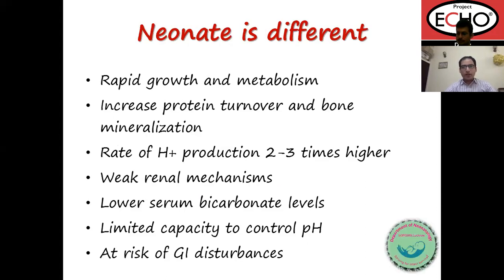Now, how is a neonate different from an adult? The neonatal period is a period of rapid growth and metabolism. Therefore, the production of H positive ions is 2 to 3 times higher compared to children and adults. On the other hand, they have an immature buffer system, especially the renal system. Their concentrating ability is less as compared to children and adults. They have low buffer base, low bicarbonate, and they are prone to GI disturbance. That's why a neonate is more prone to acid-base disorders when we compare them to children and adults.